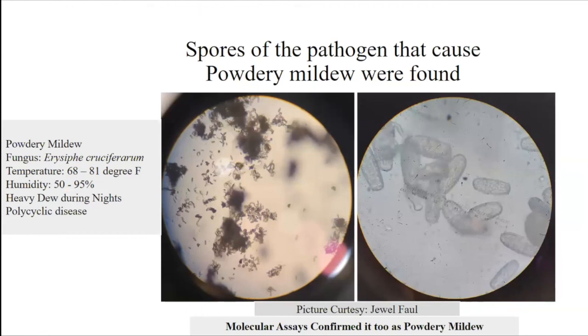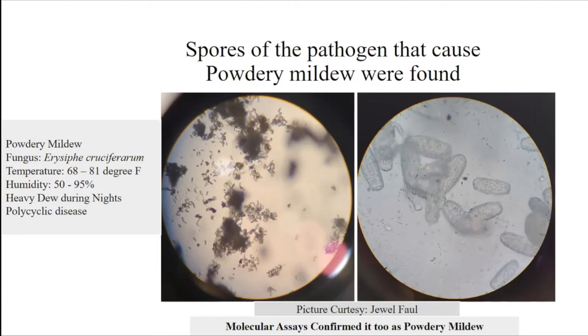I brought it to the micro lab and put it under the microscope. I found these spores that confirm it is powdery mildew, a fungal pathogen, Erysiphe cruciferarum. Why did it happen? The temperatures were very congenial for it. Last year, 68 to 81 degrees, humidity of 50 to 95%, and heavy dew during nights. It is a polycyclic disease. It went through several cycles in the same season in a short period. That's how we got that dust, which was very hazy, and created nuisance conditions for the grower while swathing.